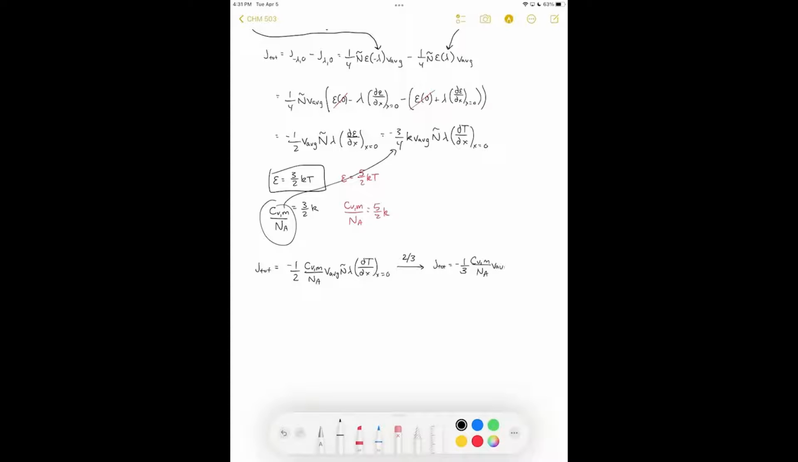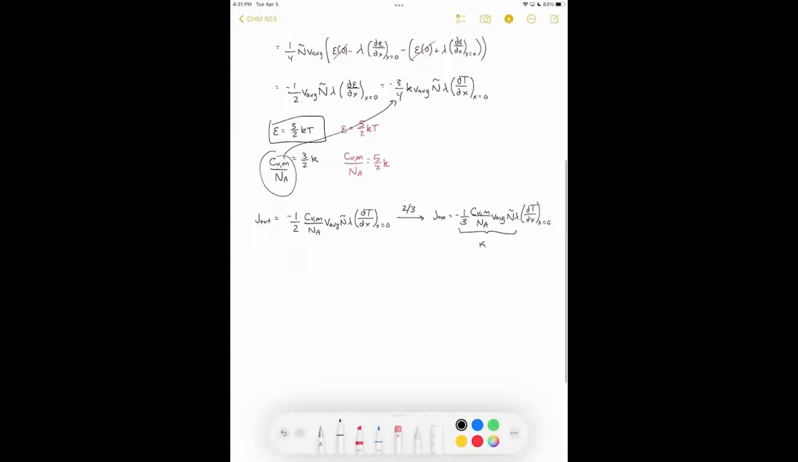Now, with this, again, we have the same thing we saw for diffusion. We have a whole bunch of constants multiplied finally by some gradient in one of these macroscopic variables. So all of these constants here get pooled together in the thermal conductivity kappa. And so we can say that the total flux is simply equal to negative kappa, the thermal conductivity, times the temperature gradient with respect to x.